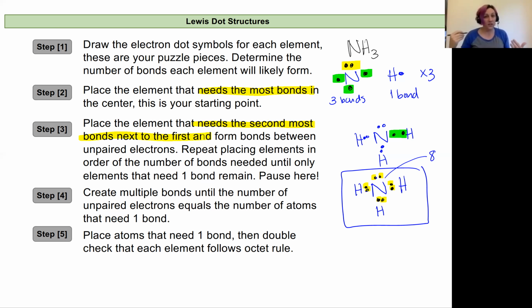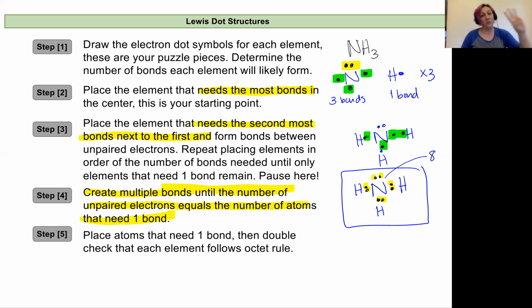When I place my elements that need only 1 bond, before I actually start arranging them around, I'm going to do a quick count. And this comes down to number 4, creating multiple bonds until the number of unpaired electrons equals the number of atoms that need 1 bond. In this case, for my nitrogen, I had 1, 2, 3 unpaired electrons, and I had 3 hydrogens that needed to be placed. Those perfectly match up. I can do 3 single bonds.